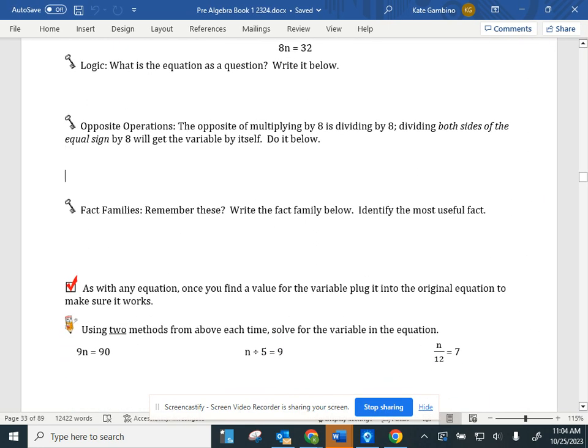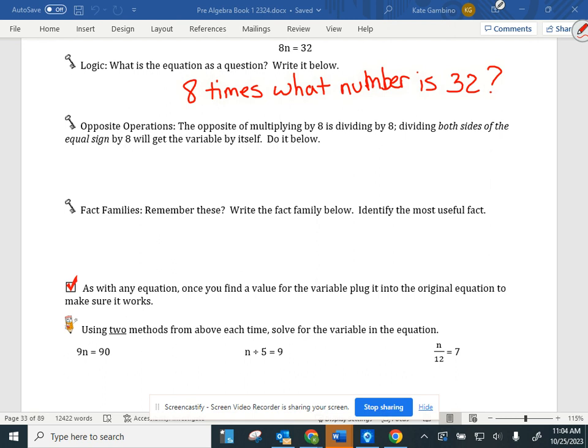8n equals 32. What would my question be for logic? Grace? 8 times what number is 32? As opposed to what? A number? Well, but the question is what number? If you say 8 times a number is 32, it's not a question. It's a statement. So it should be what? Because we want it to be the question.